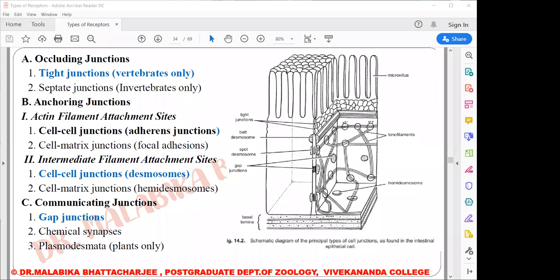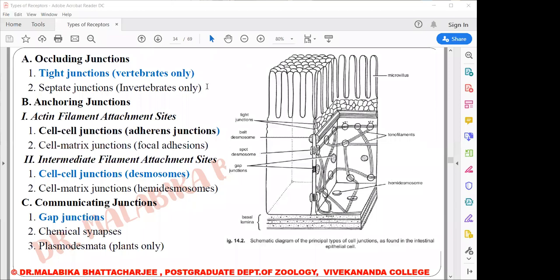The occluding junctions. These junctions seal the cells together in an epithelium in such a way that even small molecules cannot leak from one side of the cell. Okay, they are selectively permeable. They form a selectively permeable barrier across the epithelial cells. So these are occluding junctions.